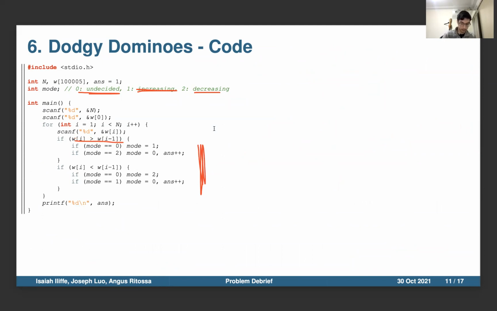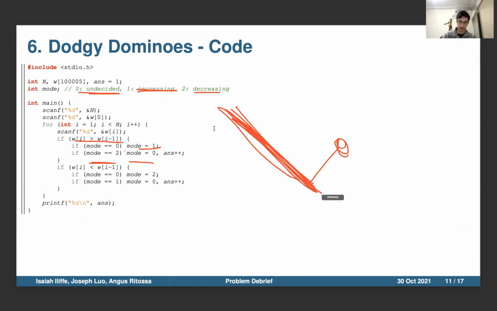So if it's bigger than the previous one, then it's increasing. If you're undecided, then change it to increasing, and that doesn't cost anything yet. If you were decreasing before, then now you're undecided, because you were decreasing and then you have to increase. So now you have to take that sequence and you can do whatever you want from here. It doesn't really matter. So that's why you set mode to 0 and you increment your answer by 1, because you have to switch direction. And this is just the flip of that.